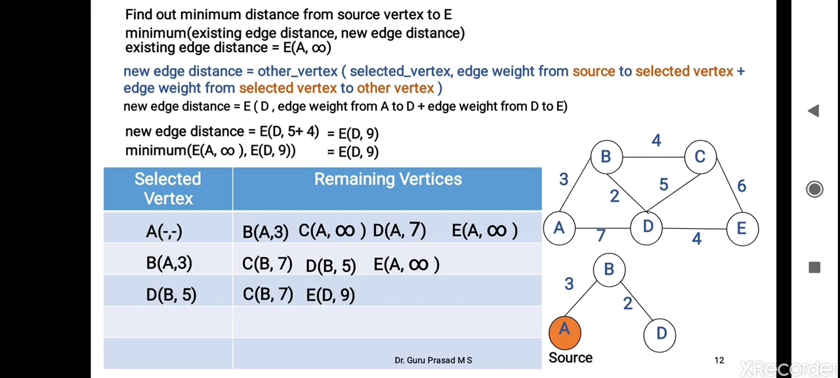Now, no more other vertices are there. There are two edges in the third row, C of B comma 7 and E of D comma 9. Which one is minimum? The minimum is C of B comma 7. Now that new edge is updated in the graph. C of B comma 7 indicates the distance from the source vertex A to C is 7, and we can reach C with the help of the vertex B.